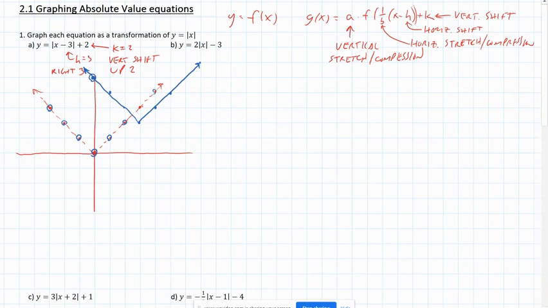For example B, the 2 in front is a multiplier which causes a vertical stretch by a factor of 2. And the minus 3 is k. K is negative 3, so that's going to move it down 3. Okay, so we'll start with our parent function again.